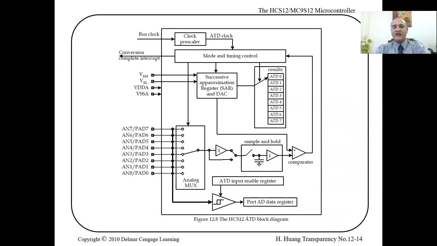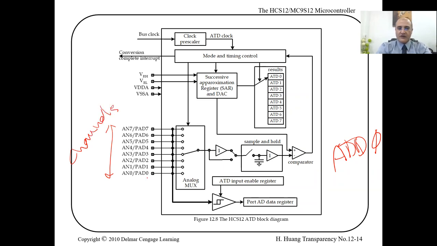So this is how the analog to digital converter works. This is one A to D. This is مثلا A to D zero. We have another one that is not shown here. You have 8 channels. These are the 8 channels that are analog 0 to analog 7, shared with port AD 0 to port AD 7.